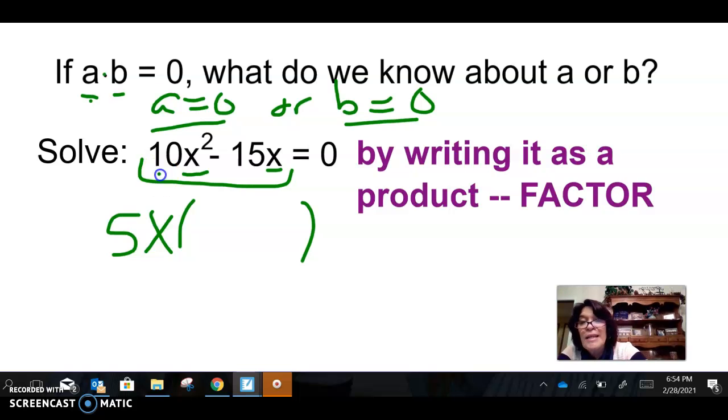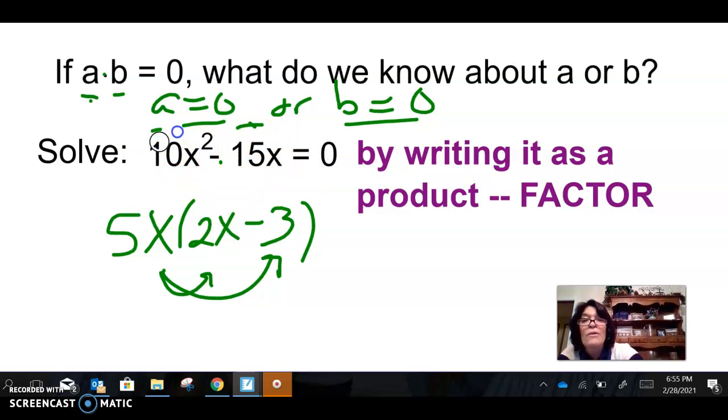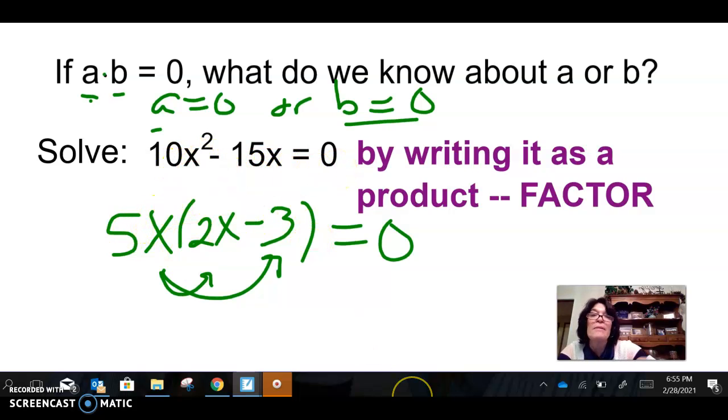Now, what's left? If I take 5x out of 10x squared, there's a 2x left, right? 5x times 2x will give me the 10x squared. Minus, if I take 5x and divide it out of 15x, the x's will cancel, but I'll have a 3 left. 5x times 3, yes, that gives me back my 15x. All right, so these both are two different ways of writing the same equation. To say 10x squared minus 15x equals 0 is the same as saying 5x times 2x minus 3 is 0.